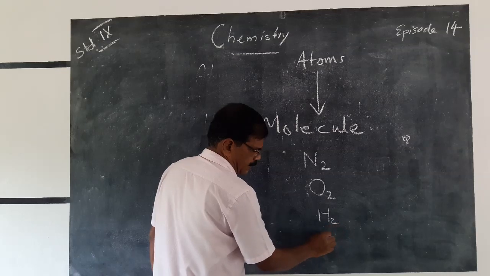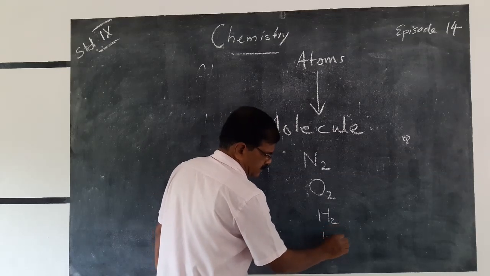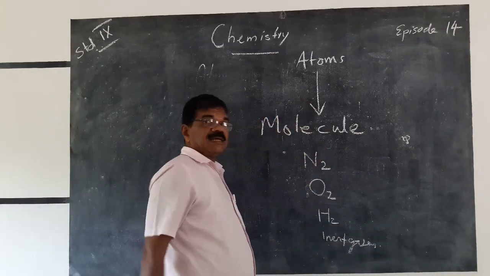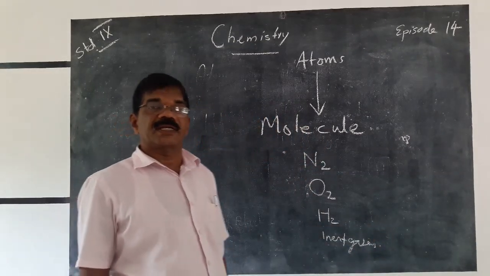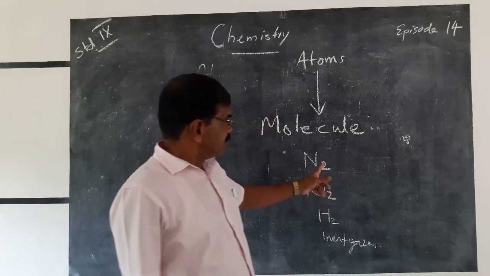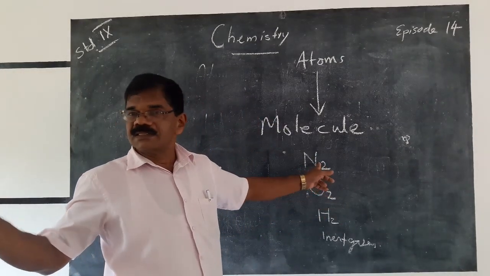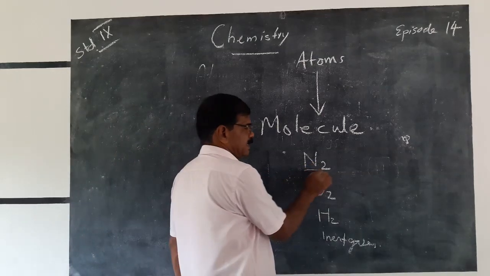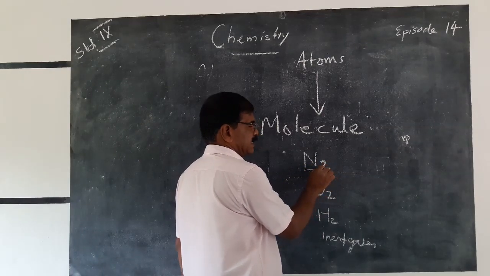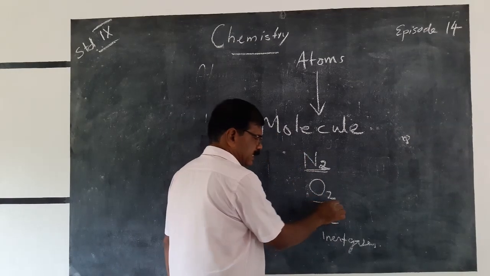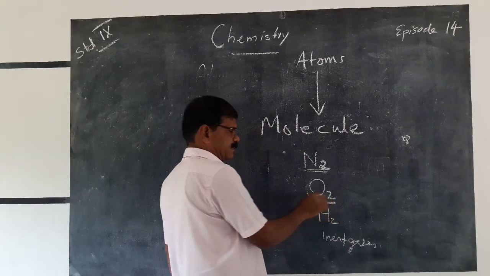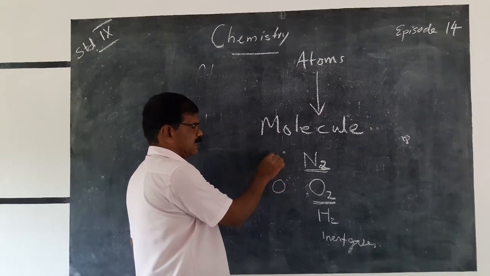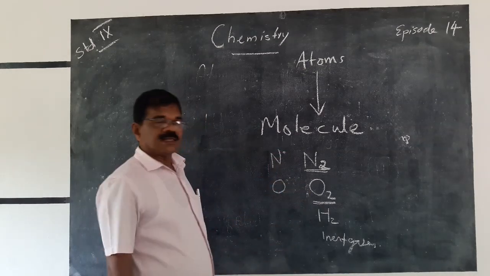Hydrogen and inert gases. What are inert gases? Helium, neon, argon, krypton, xenon. They are gases. This nitrogen present is a nitrogen molecule. It is an oxygen molecule, not an oxygen atom. If it is an oxygen atom, it will be written O. If it is a nitrogen atom, it will be written N.